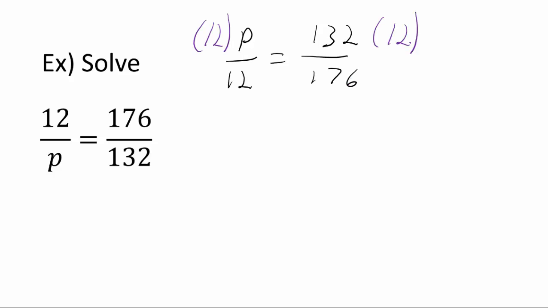We can multiply both sides of the equation by 12. 12 divided by 12 equals 1, so we're left with p on the left side. On the right side, 132 times 12 divided by 176 equals 9. So p equals 9.